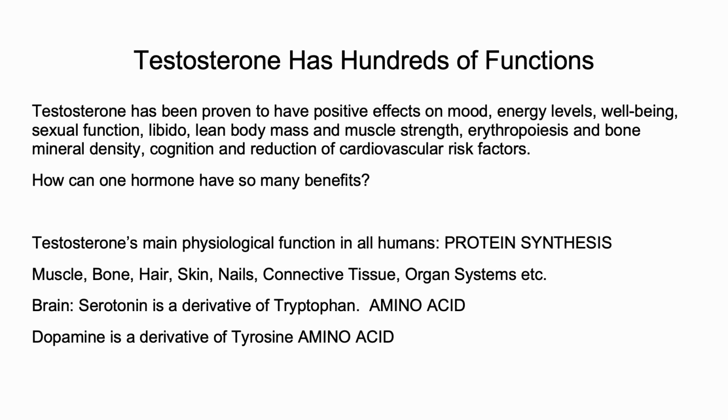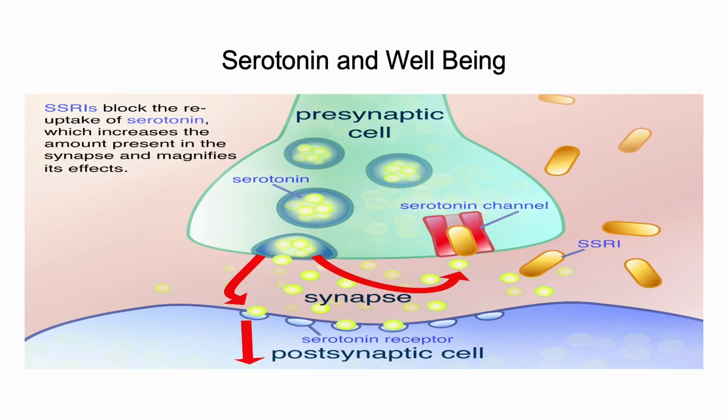For example, in the brain, serotonin is a neurotransmitter, and once it crosses the synapse, going from the presynaptic cleft to the postsynaptic cleft, you get well-being. That's what serotonin does. But what is serotonin really? It's a derivative of tryptophan, which is an amino acid. With optimal testosterone levels, that's increased. Dopamine is the same thing. It's a little bit different, but it's a derivative of tyrosine, so it's an amino acid. Dopamine is what's responsible for your reward system. Here's just a graph of that.